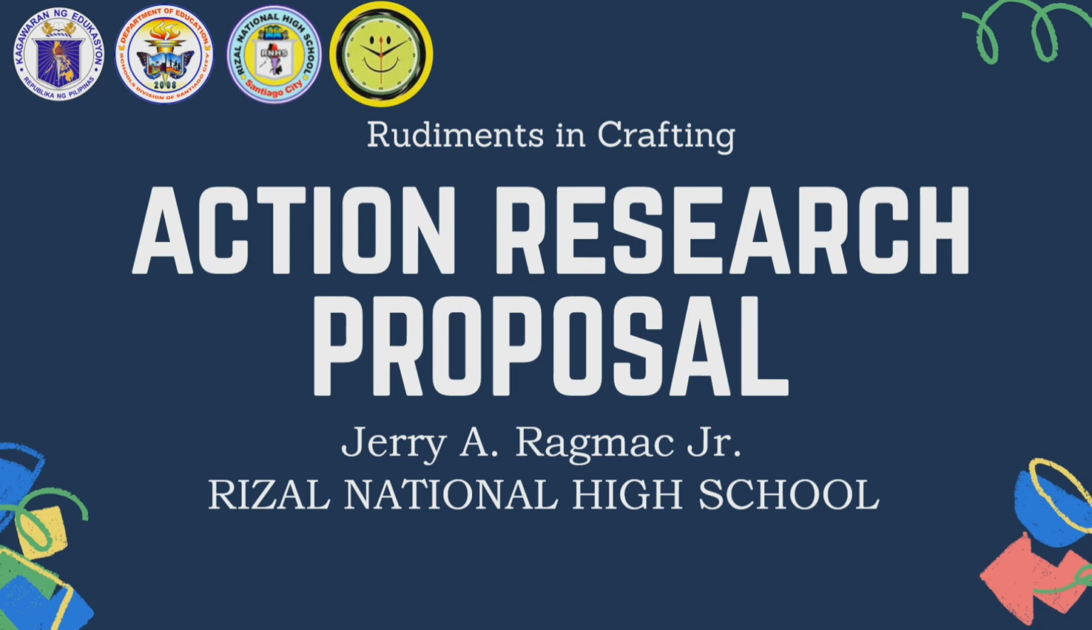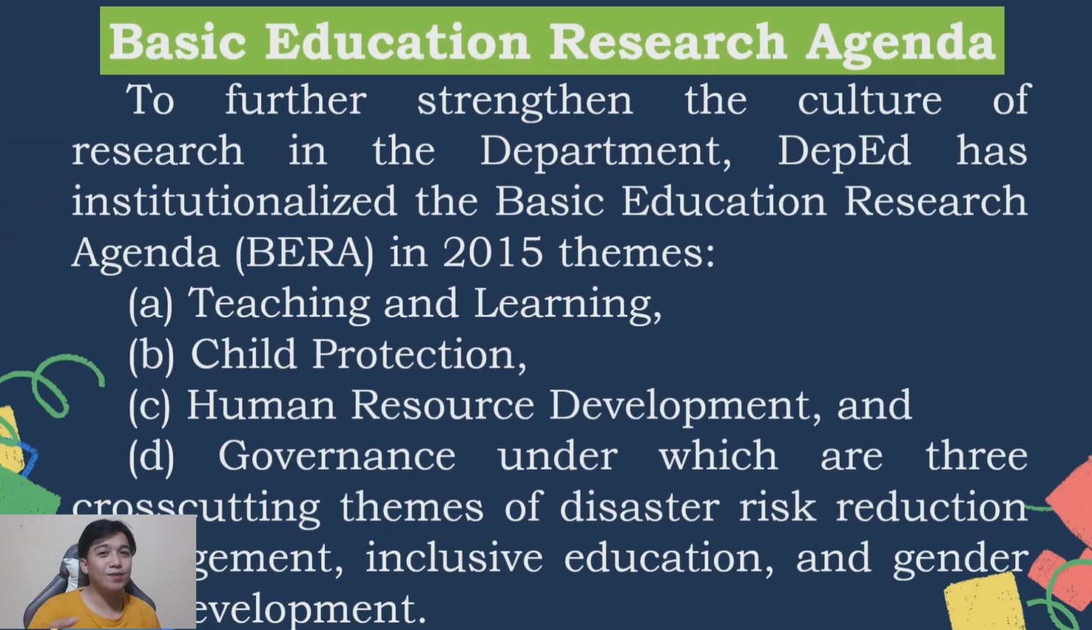Let's go. Before we proceed, let me just give you a simple background or an overview of the action research. And action research is actually based on four themes. We have teaching and learning, we have child protection, we have human resource development, and governance. Okay, so for a classroom teacher like me, we'll be dealing about letter A, teaching and learning.